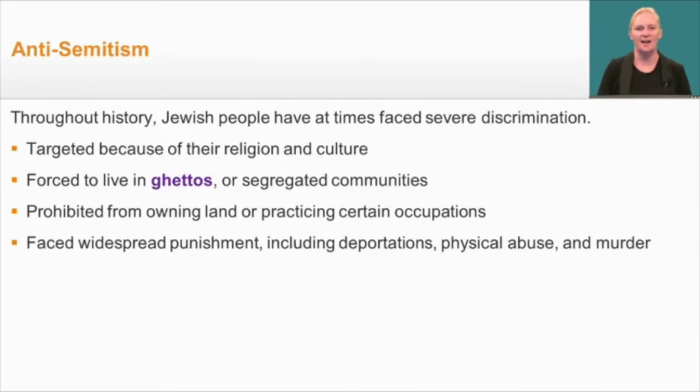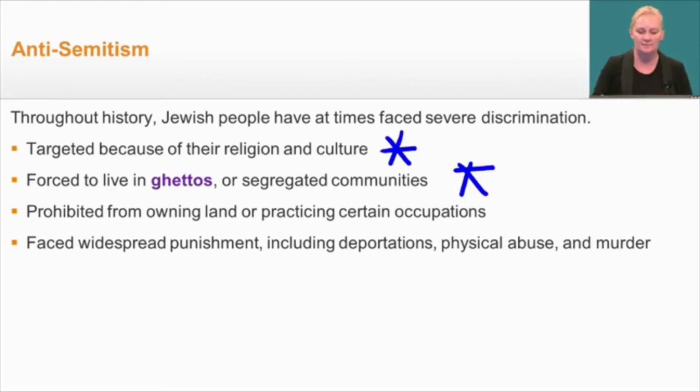Let's try to define anti-Semitism a little more in depth for you. Throughout history, the Jewish people have at times faced severe discrimination. They've been targeted because of their religion and also because of their culture. They were forced to live in ghettos in Germany, or segregated communities where all the Jewish people would be forced to live solely with one another, and they couldn't intermingle with the general population.